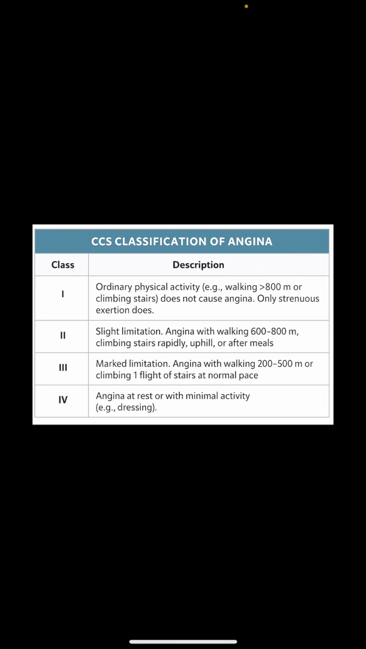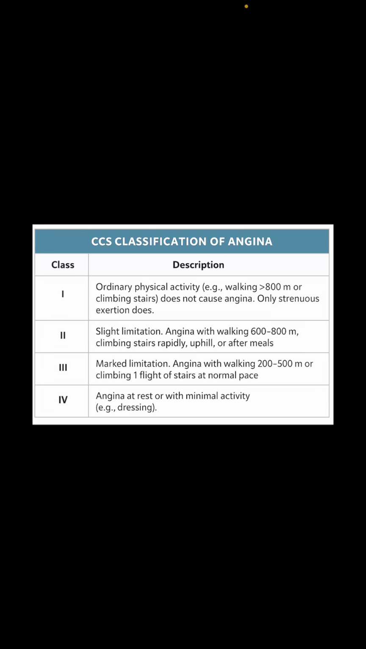Next is the classification of angina pectoris, and let's see it in detail. First of all, class 1 patients can do a lot of activities. They can walk enough, they can climb enough, so more than 800 meters, as classified by the CCS classification of angina pectoris.